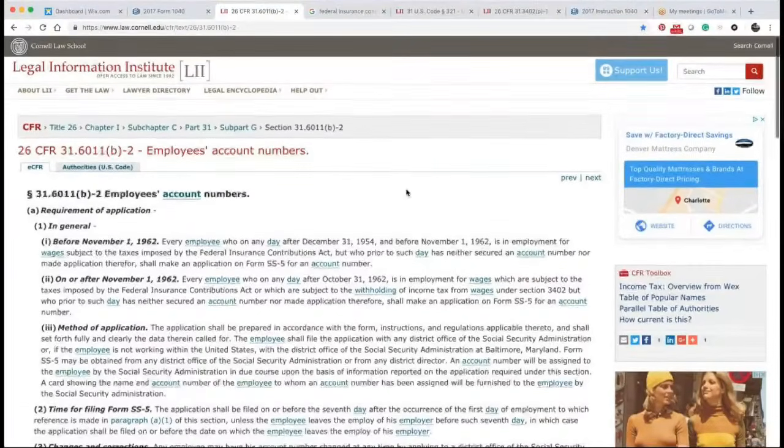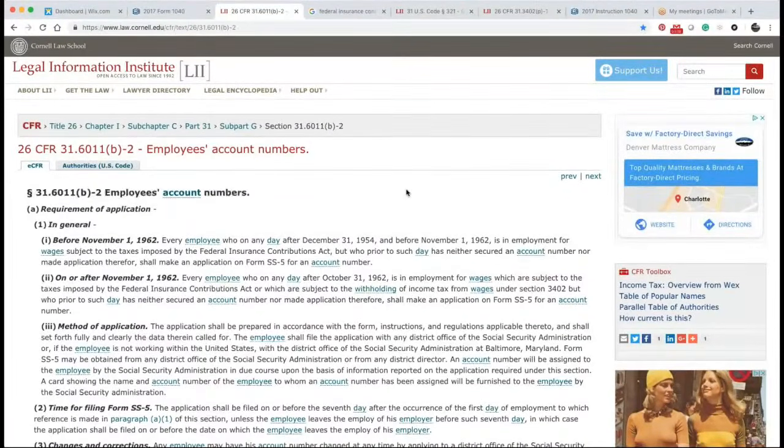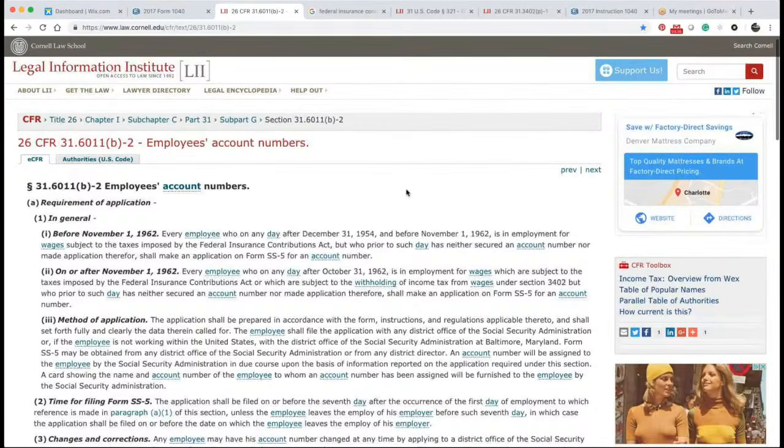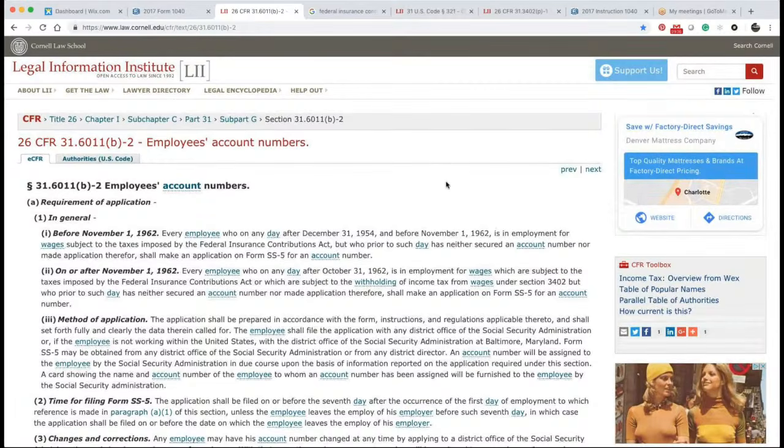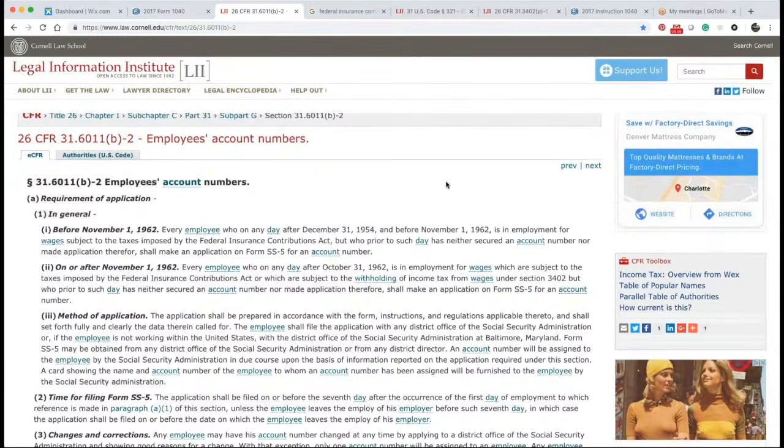This is the 26 CFR 31.6011(b)-2, employees' account numbers. The reason I'm showing you this one is because it's going to help you shut down your employer when he's trying to steal your money out of your check, saying he's got to do this and he's got to do that. Well, this is the employees' account numbers.